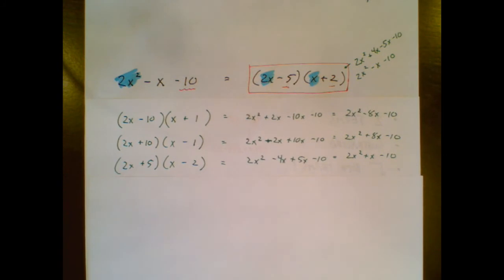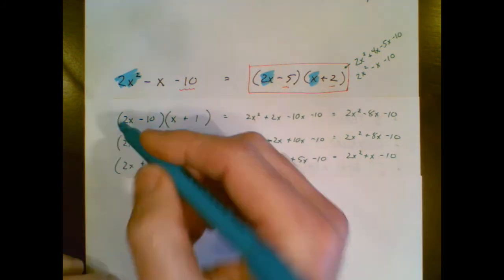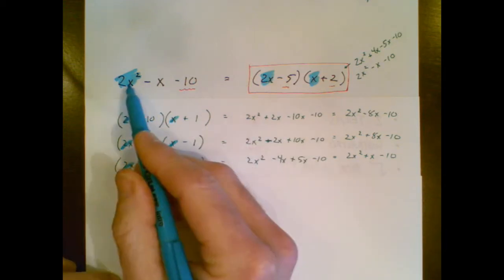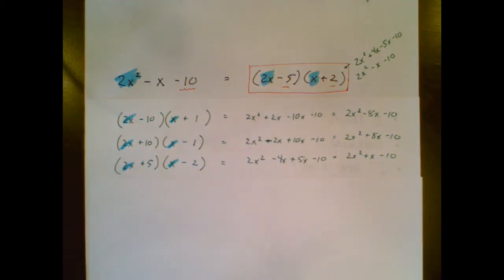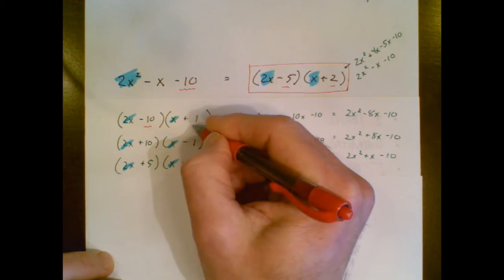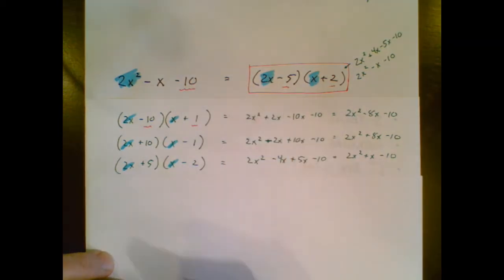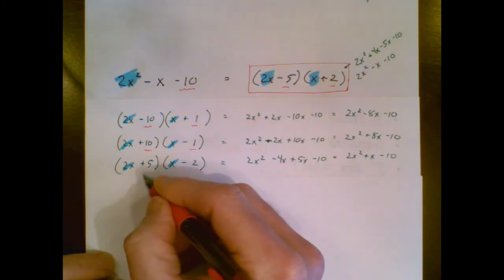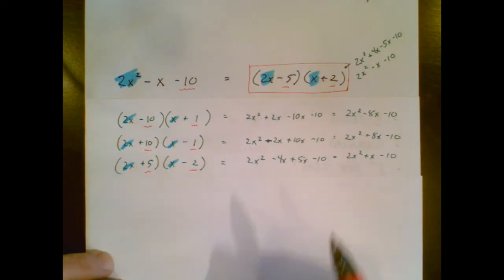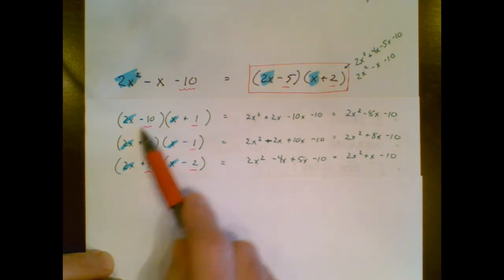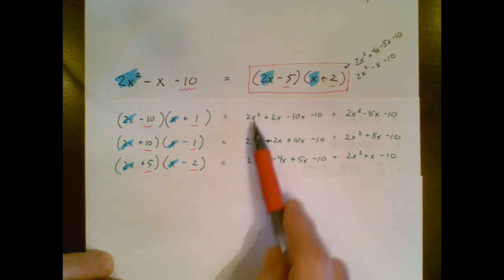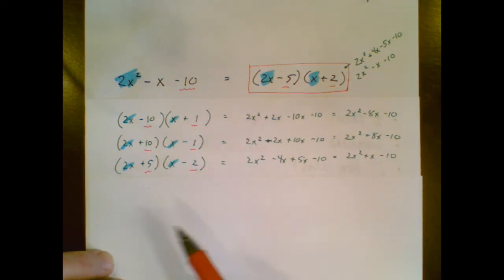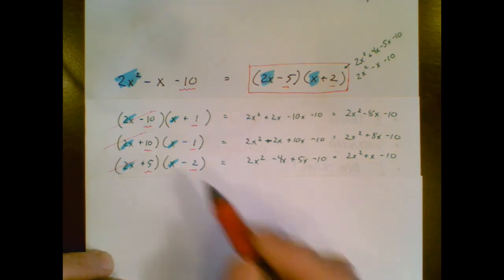All of these 3 guesses are good guesses. They all show my first part of the parentheses multiplying to 2x squared. A negative 10 and a positive 1 multiplies to negative 10. A 10 and a negative 1 multiplies to negative 10, and so does a positive 5 and a negative 2. But all of these good guesses, when I work it out, lead to falseness. So I have to say no to all 3 of those.